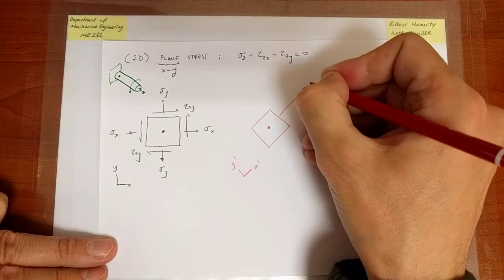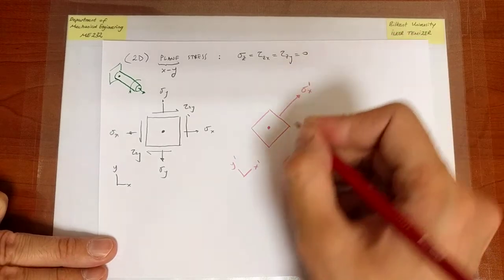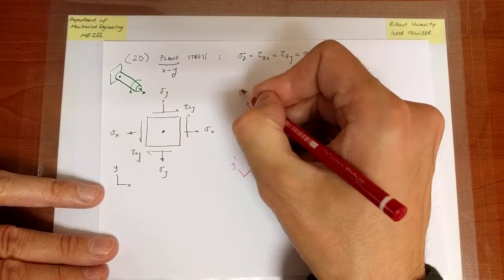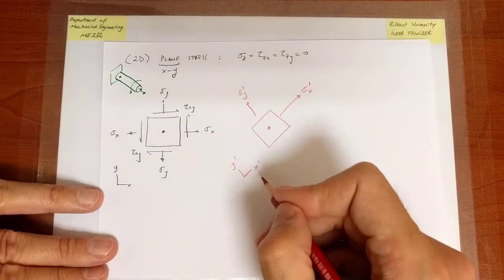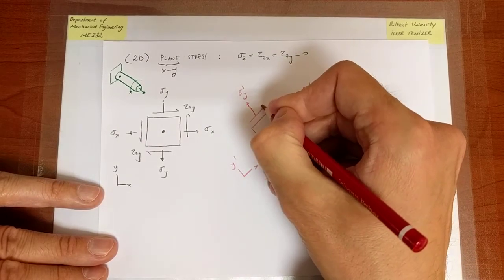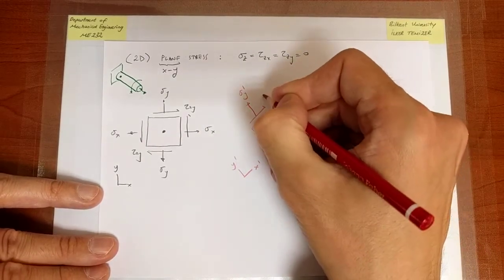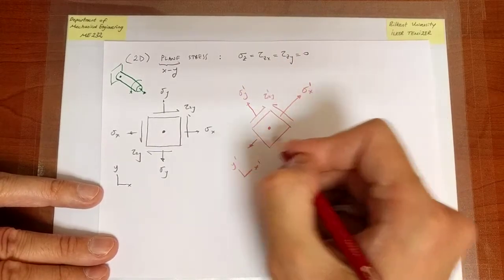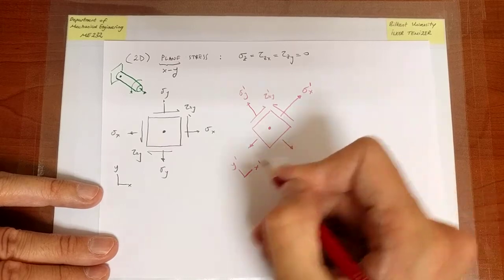So therefore, I will have a new normal stress, sigma x prime. Okay, that's the way I will indicate it. There will be a new normal stress along the y direction, y prime. And there will be, in general, new shear stresses. But still, tau xy prime will be equal to tau yx prime to satisfy equilibrium of moments.